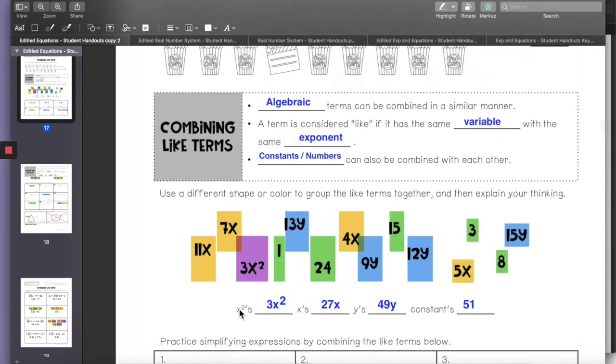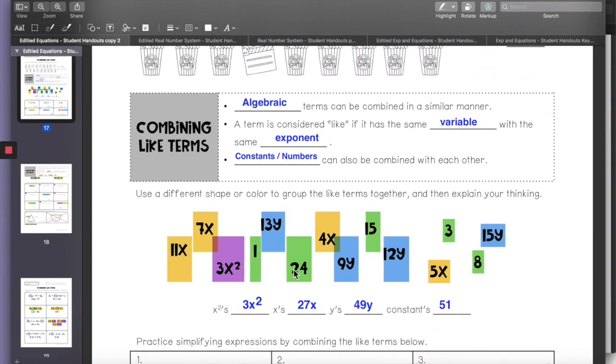They are the same. Now, the ones in green are all called constants. And just recognize that those are numbers. Another way to say numbers in math is to call them constants. So those are synonyms. So all of our green ones here are constants.